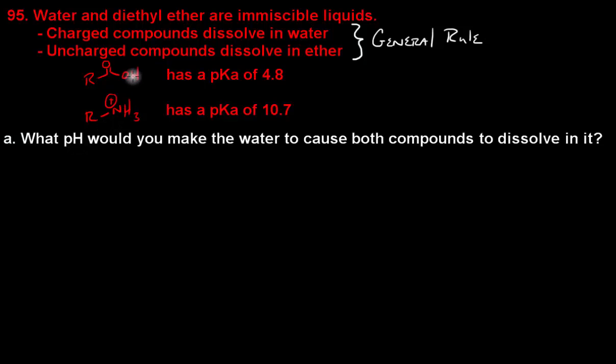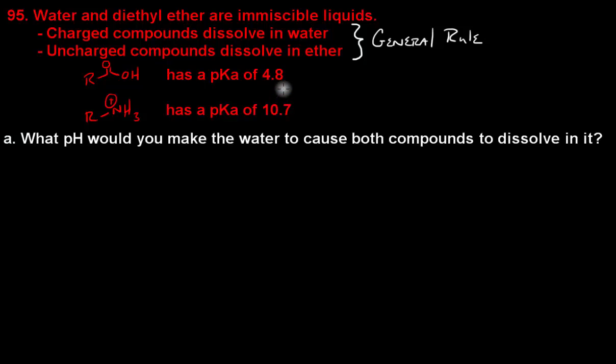Our carboxylic acid has a pKa of 4.7, 4.8, somewhere around 4 or 5. The ammonium has a pKa of around 10 or 11. It does not have a pKa of 40, because now this nitrogen is charged, and that totally changes the pKa. So in this case, we're going to have one compound in the water layer to begin with, and one compound in the ether layer to begin with.